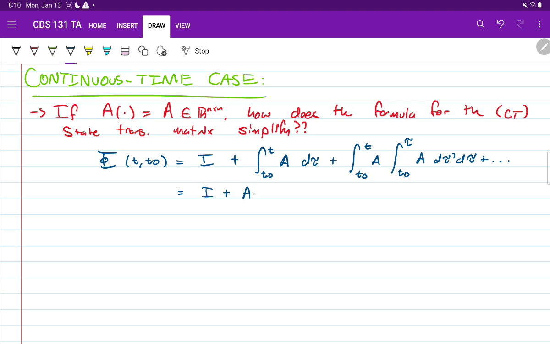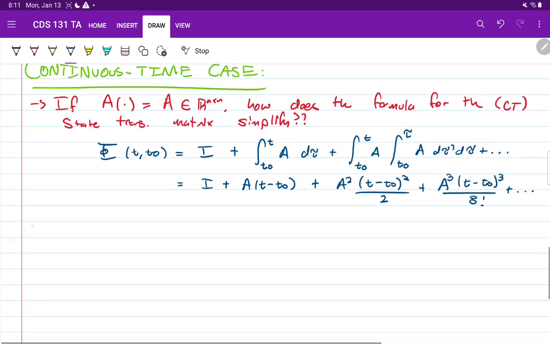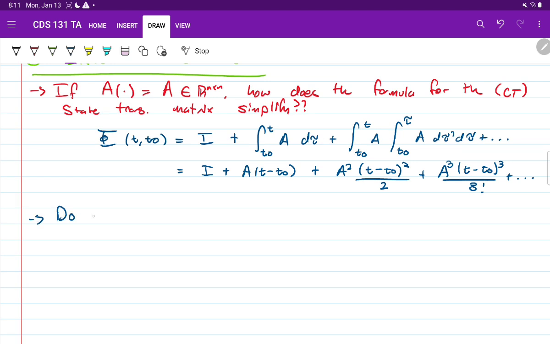So we'll get I plus A times t minus t naught. Little computation here. What we'll find is we'll get A squared times t minus t naught squared over 2. And if we kept going, the next term we would find would be A cubed t minus t naught cubed, not over 3, but rather over 3 factorial, okay, over 6. And this pattern would sort of continue, okay? So what I want you to do now is take a moment and see, do you recognize this pattern?